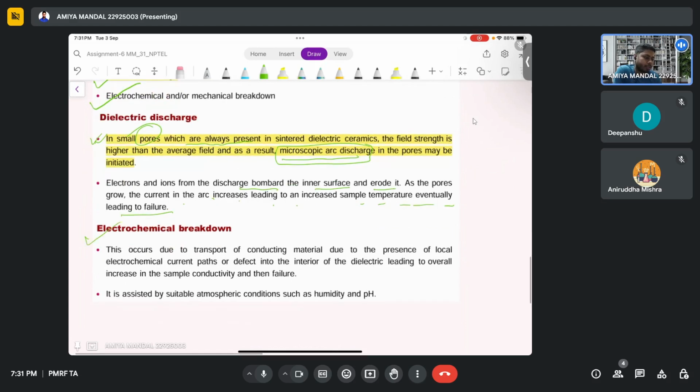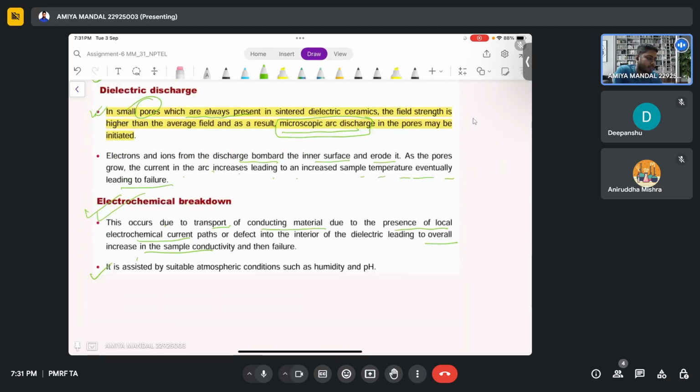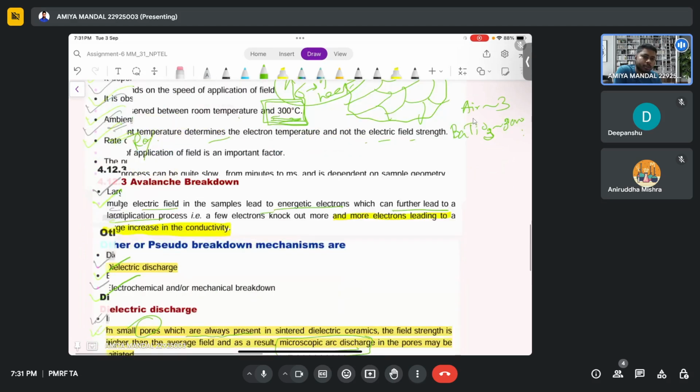Another failure mechanism is electrochemical breakdown. This occurs due to transport of conducting material due to the presence of local electrochemical current paths or defects in the interior of the dielectric, leading to an overall increase in the sample conductivity and then failure. Okay. It is assisted by suitable atmospheric conditions such as humidity and pH also.